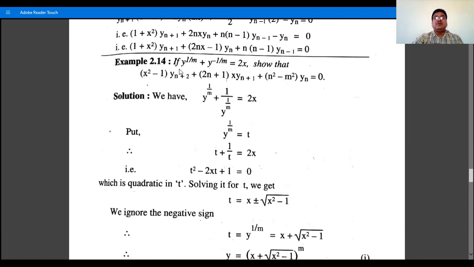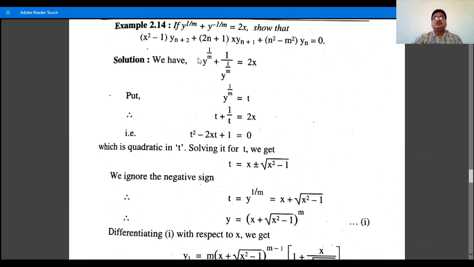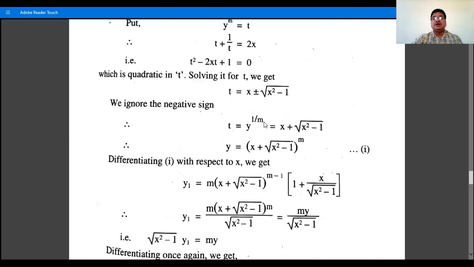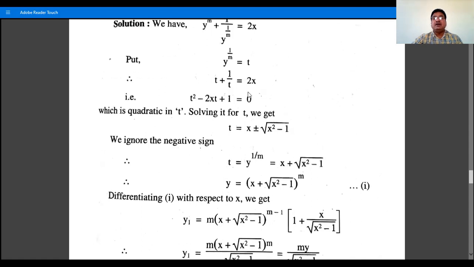So next is, if y raised to 1 by m plus y raised to minus 1 by m is equal to 2x, then show that. So y raised to 1 by m and y raised to minus 1 by m means 1 by y raised to 1 by m, is equal to 2x. Take y raised to 1 by m as t. So we have t plus 1 by t is equal to 2x, and then multiplying by t, we have t square plus 1 is equal to 2xt. Then shifting 2xt to LHS, we have t square minus 2xt plus 1 is equal to 0.